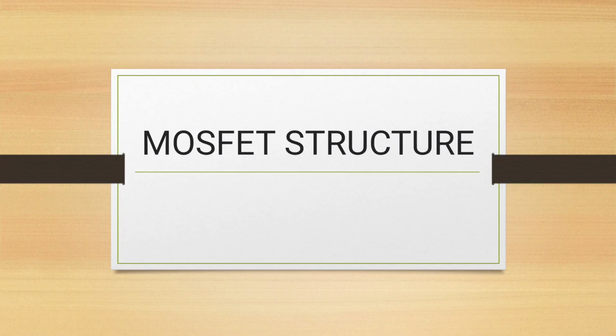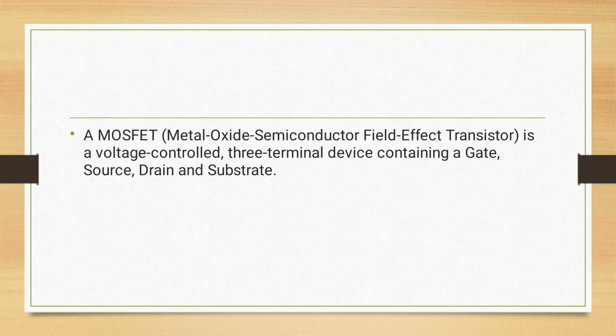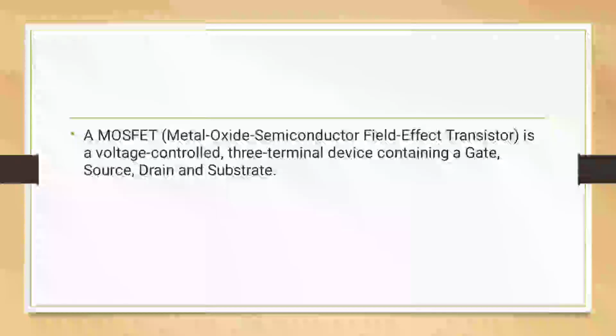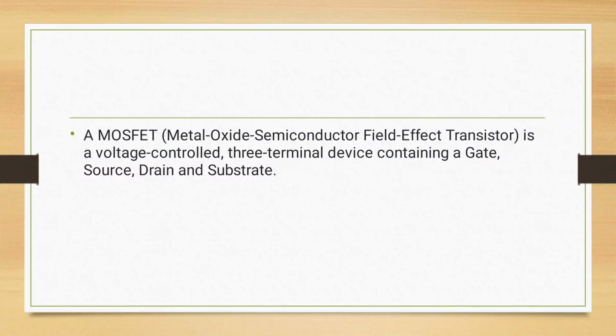Hello everyone, we are going to discuss MOSFET structure. A transistor is classified into two types: one is BJT, the other is FET. BJT means bipolar junction transistor, FET means field effect transistor. FET is again classified into JFET and MOSFET. JFET means junction field effect transistor. MOSFET is nothing but metal oxide semiconductor field effect transistor.